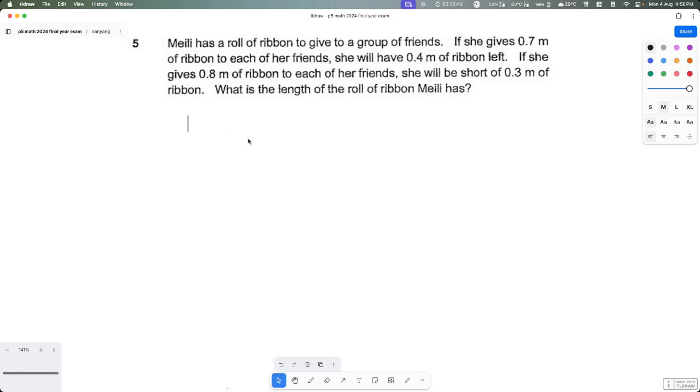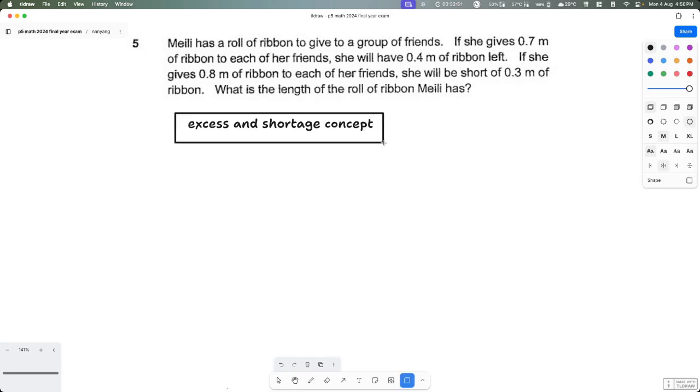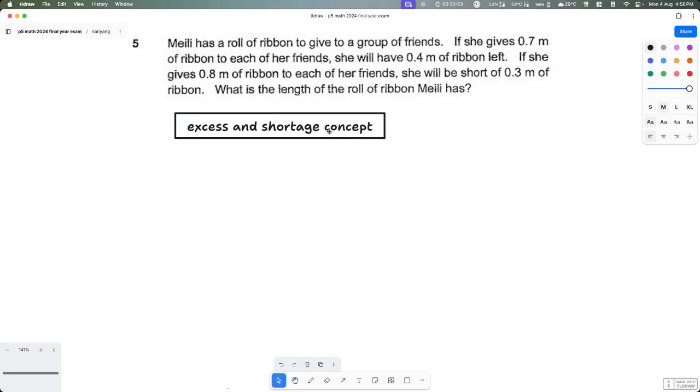So this is what we can do. This is what we call the excess and shortage concept. For me, I usually like to do the units method. So what I'm going to do is let the length of the ribbon be 1 unit.